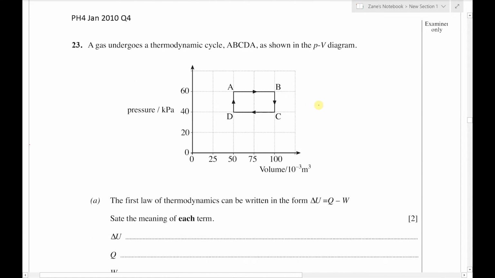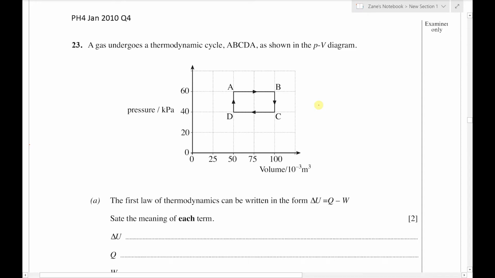Welcome to another WJEC A level physics question. This is question 4 from January 2010's PH4 paper. It's a question on the first law of thermodynamics, which is nowadays in Unit 3. So we've got a gas undergoing a thermodynamic cycle ABCDA as shown on the diagram.